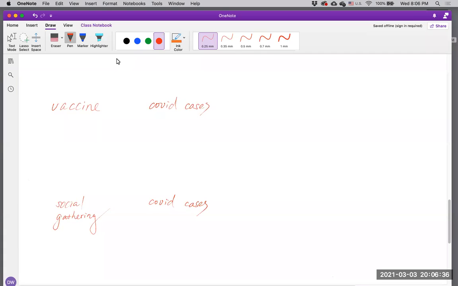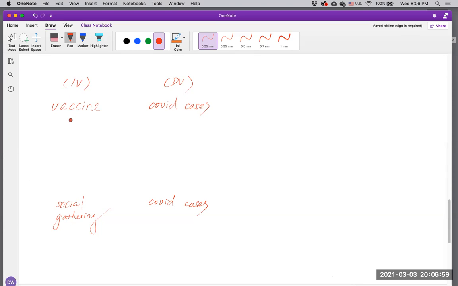So first, let's examine the connection between vaccine and COVID cases. COVID cases will be the dependent variable, right? This is something we can measure, simply the daily occurrence of COVID cases. And then vaccine application would be the independent variable, so how many people are injected with the vaccine or not.